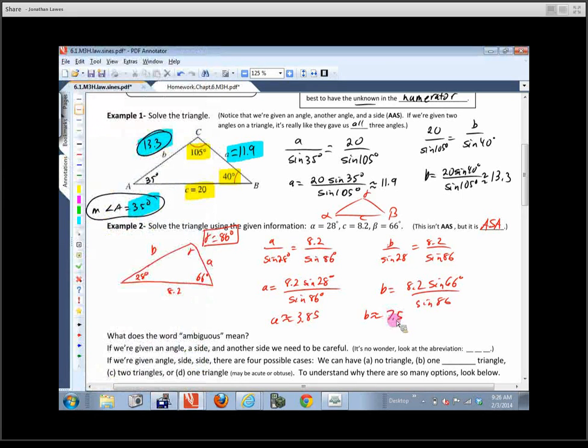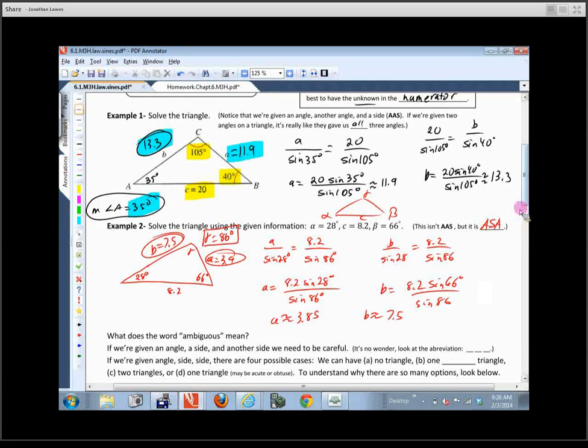7.5. Does that match with what we'd expect? 3.85 here, I'll call that 3.9, and this one over here, whoops, other way around. Yeah, A was 3.9, and this one is 7.5. And that should match up because this is the smallest angle, that should be the smallest side. Medium angle, that should be the medium side. This is the largest angle, that should be the largest side. Okay, any questions?